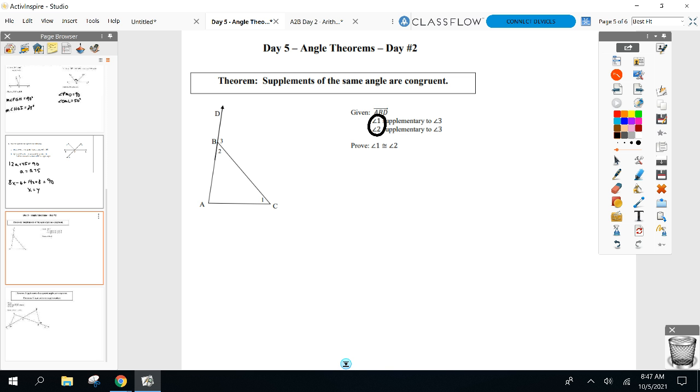Supplementary to the same angle. This is this theorem right here. Everyone see that? 1 and 2 are both supplementary to the same angle. So according to my new fact, they are congruent. They're not supplementary. Get that out of your head. It's not substitution. They're not supplementary. They are congruent.